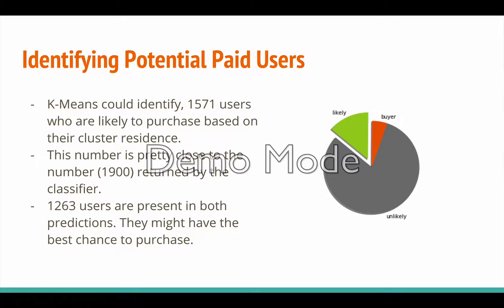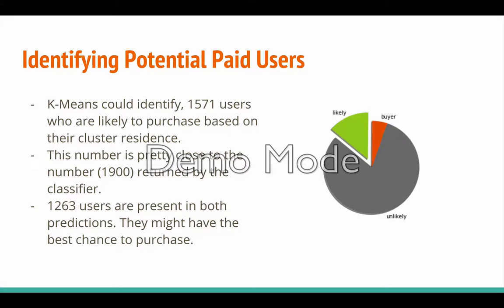And here is another way I dissected data. Basically, using k-means, I found 1,571 users who are likely to purchase based on their cluster residence. Basically, I figured out how many people are there in cluster 1. As we can see, this is pretty close to the number we got from random forest.